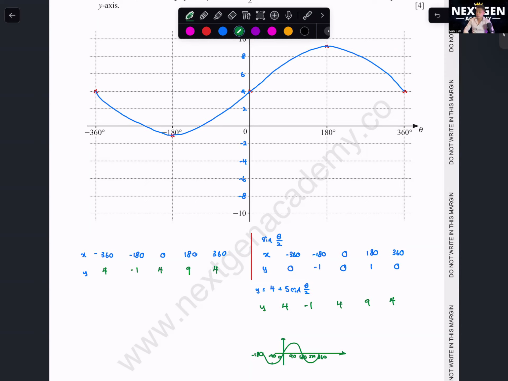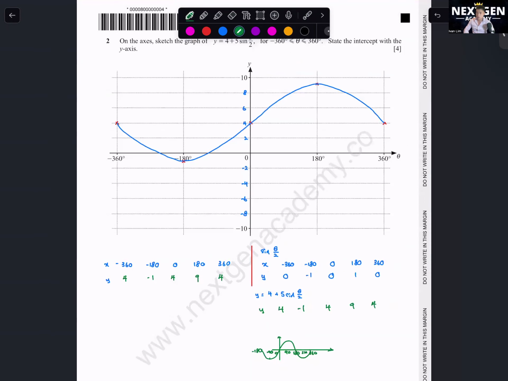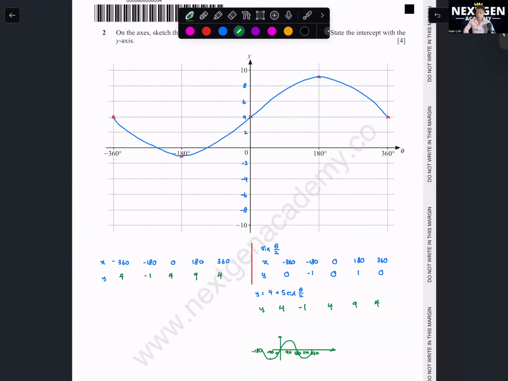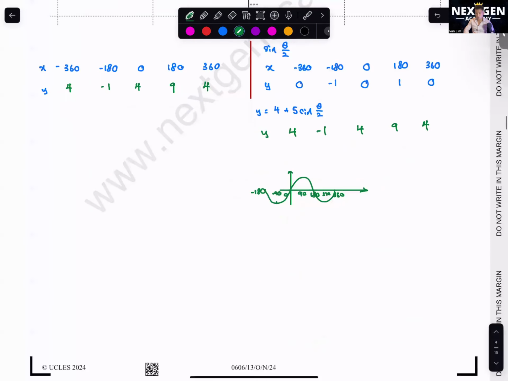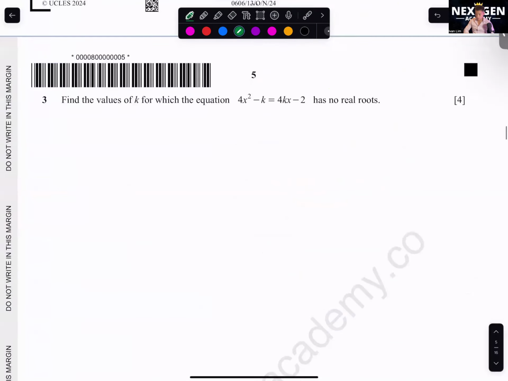Number 2, any question? If all good, can you type 2 in the chat? All right, I see all the 2s. Good. Let's move on to question 3.